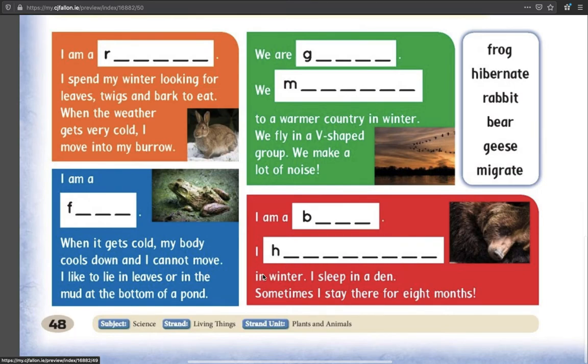Big long word there. In winter, I sleep in a den. Sometimes I stay there for 8 months. So wow, 8 months, that's a long time. So den, I said that a fox lives in a den, and I think I'm right about that. I think a fox does live in a den, but also a bear lives in a den.